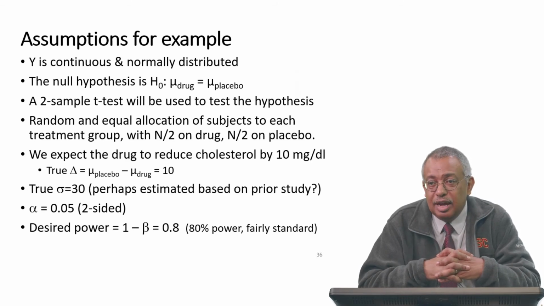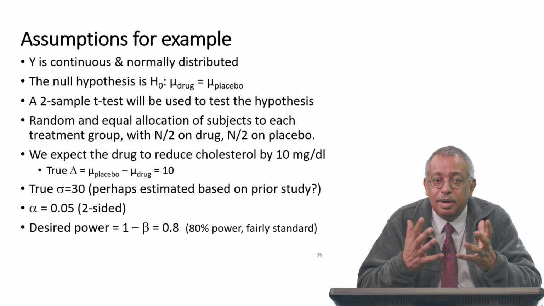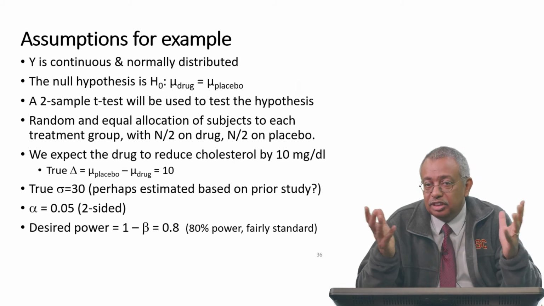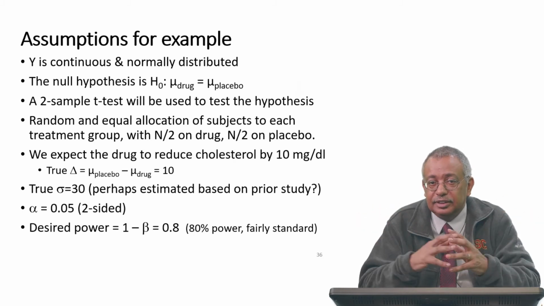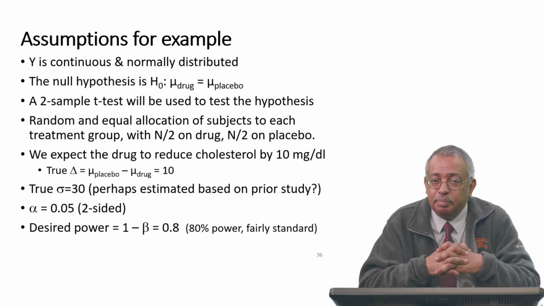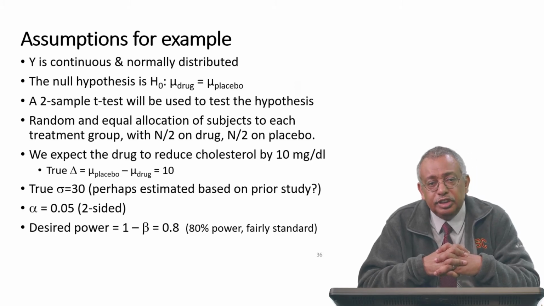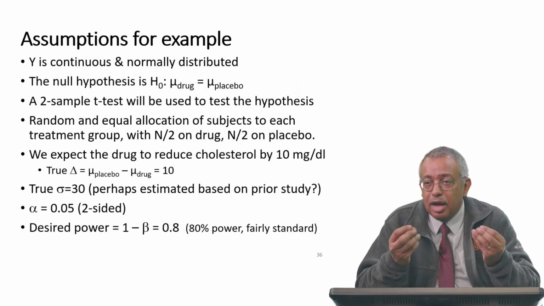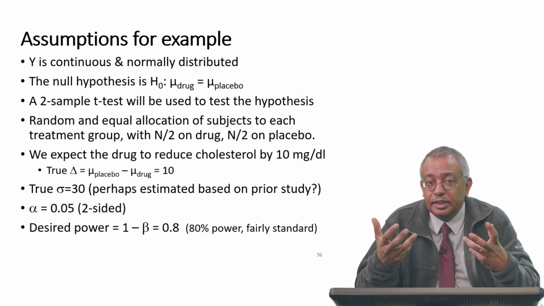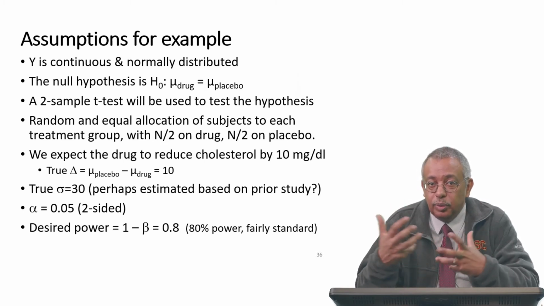And we also have to have some idea about the variability. Here we have sigma equal to 30, perhaps estimated based on prior study or some pilot study that you have to conduct as preparation for this actual study. And you have to determine what the level of significance is, the amount of error that you're willing to tolerate in order to reject the null hypothesis when it's true.